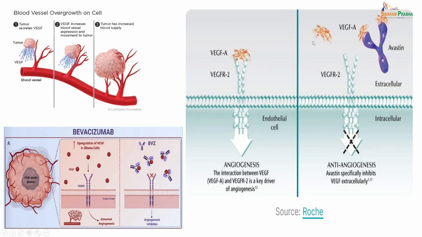new blood vessels. So, similarly, if you see here, you have the receptor, the VEGF-A binding to the receptor, which is leading to angiogenesis. Whereas the Avastin, the monoclonal antibody, otherwise called bevacizumab, raised against the VEGF-A, binds to VEGF-A, and therefore it is not available to bind to this receptor, which is functioning in an anti-angiogenic fashion. Avastin specifically inhibits the VEGF extracellularly.